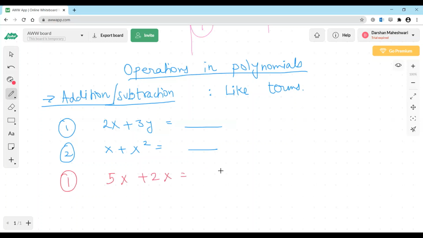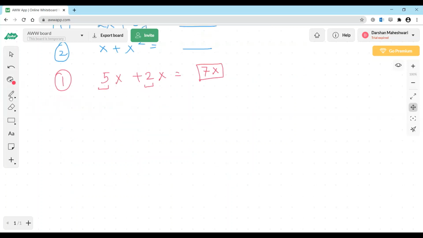What would the addition be? Since we have 5 times of x and 2 times of x, what we do is we add 5 and 2 and the x remains as it is. So 5 and 2 addition is 7 and the x remains as it is. So this is the addition of 5x and 2x.